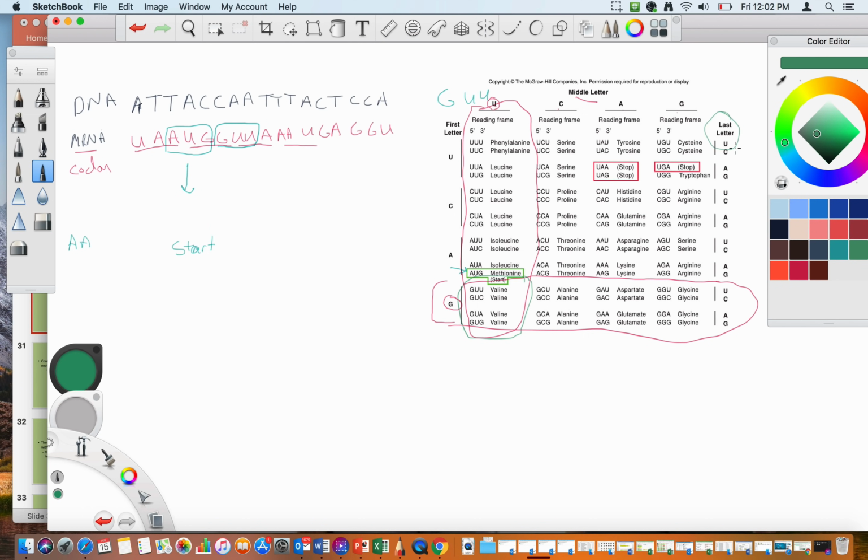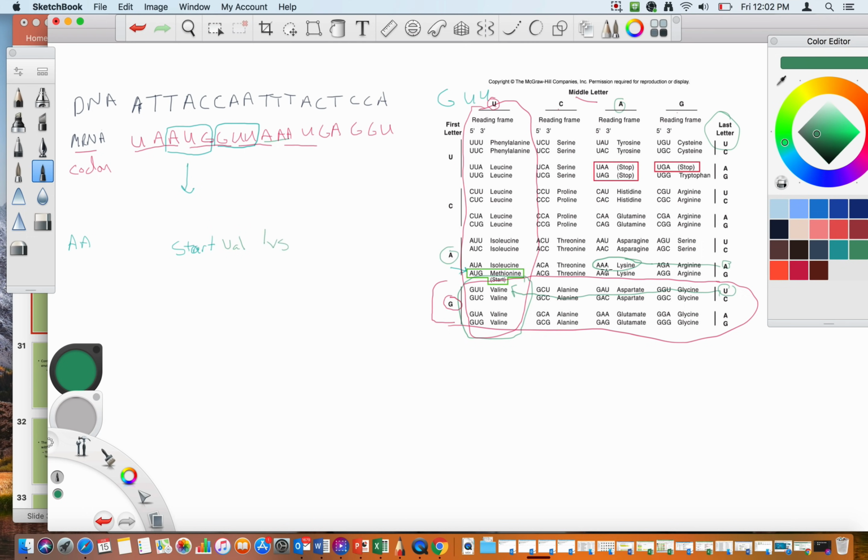Okay. Third letter, U, looking over here, our last letter, looking down here, is a U. We follow that over, valine. Of course, as you can see, it doesn't matter what it would have been for that third letter, they all would have been valine. So we would write val. All right, A, A, follow that over, lysine.